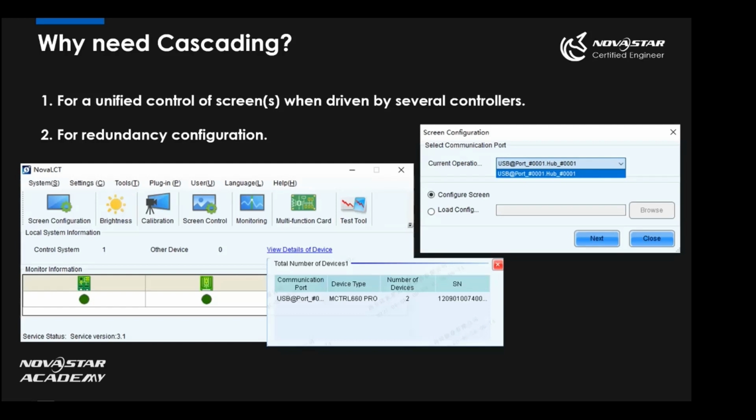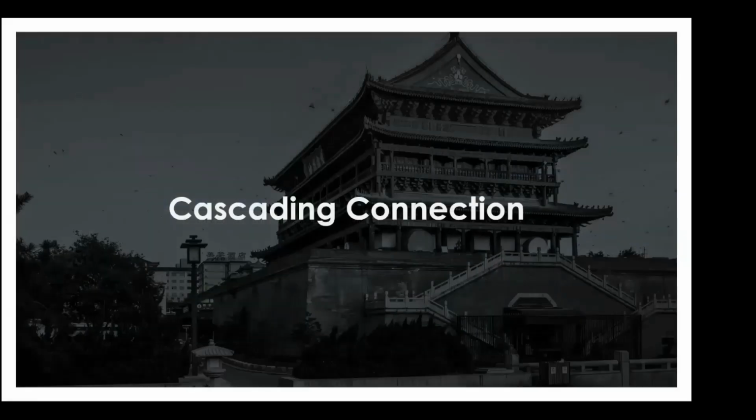So this is the software of Nova LCT. We can see in the details of device, we connect two controllers, because just now in the structure, we have connected the two devices by USB cable. So now we know the advantage of cascading. So how can we do the cascading connection?